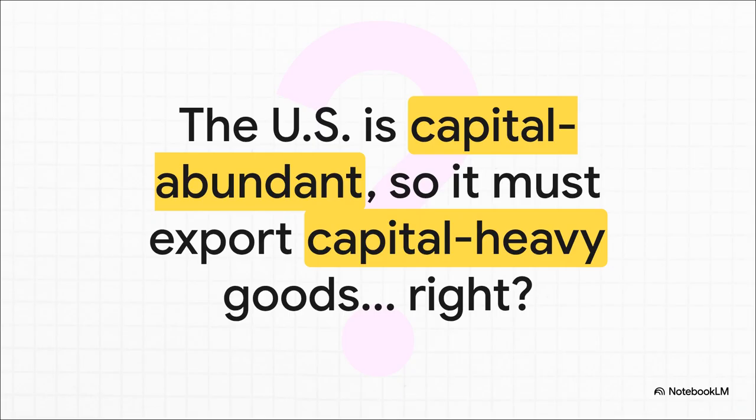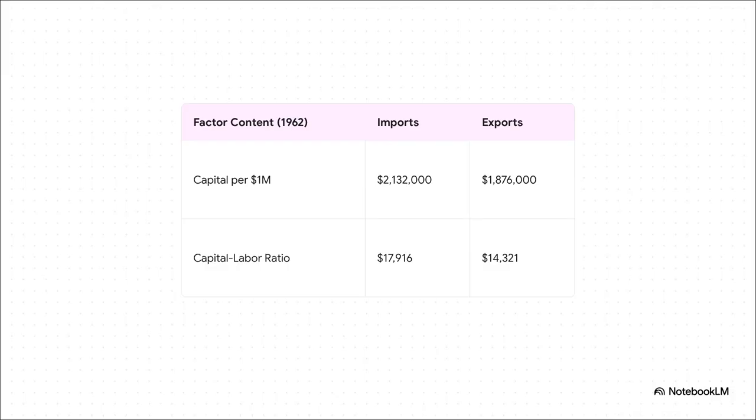So, according to the Heckscher-Ohlin model, its exports should have been way more packed with capital and technology than the stuff it was importing. Simple enough, right? But then an economist named Leontief actually ran the numbers, and he found the complete opposite. It was wild. This data from '62 shows it perfectly.